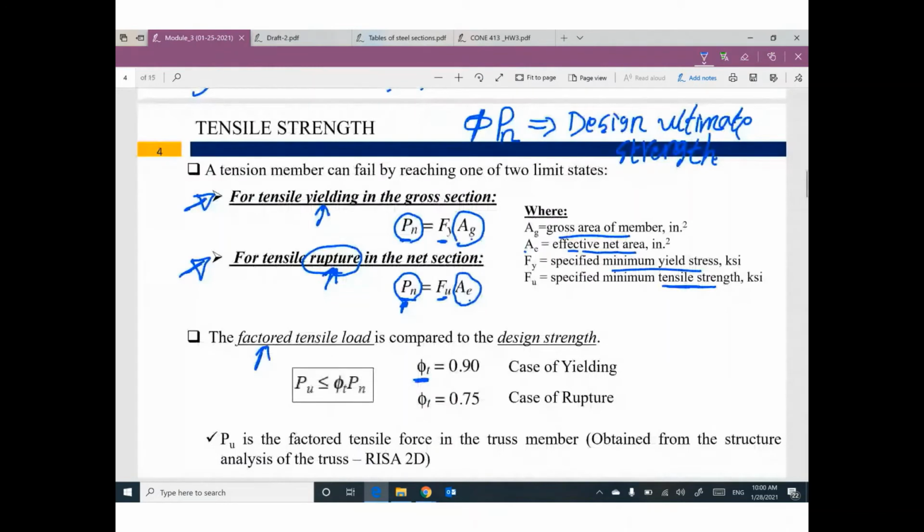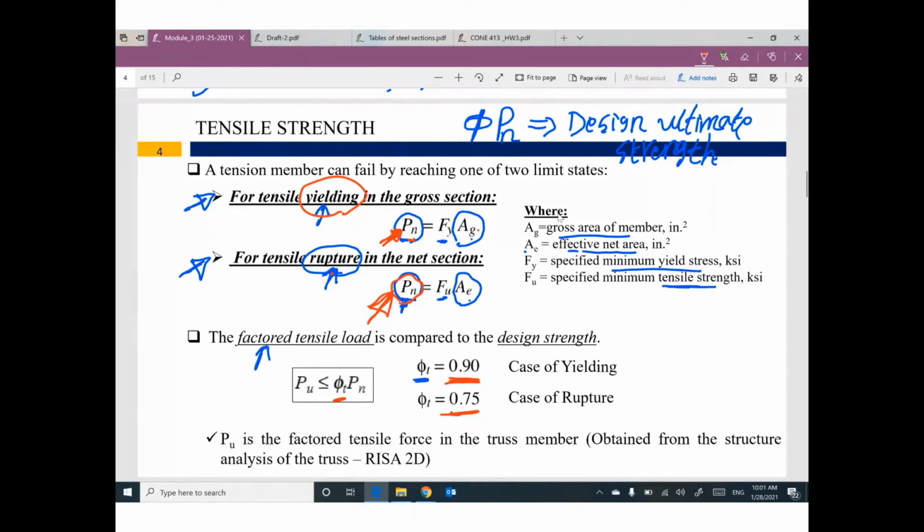So the nominal value is Pn. This value is to avoid yielding. This value is to avoid rupture. If you would like to get the design value, you need to multiply Pn by phi. If you are talking about yielding failure, phi equals 0.9. If you are talking about rupture failure, phi equals 0.75. That makes sense? This is the first one. The second one, what do you mean by gross area and the effective net area?